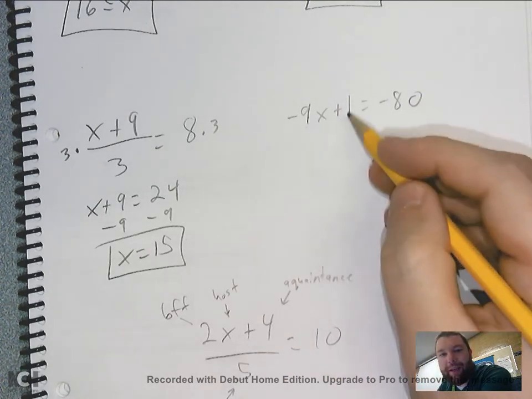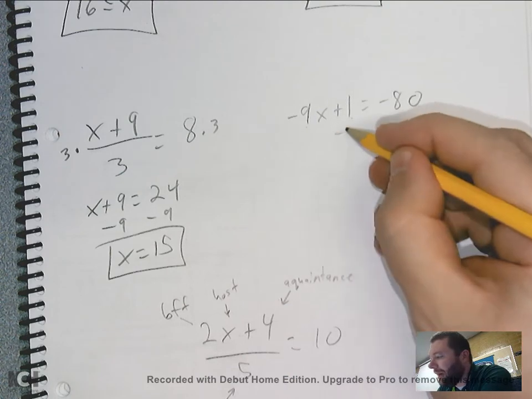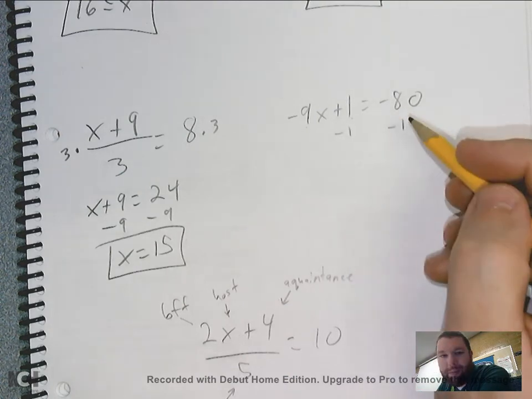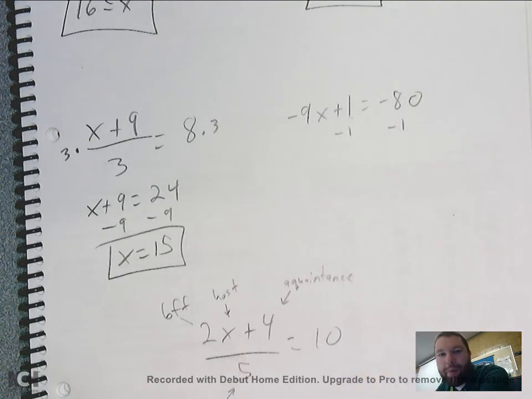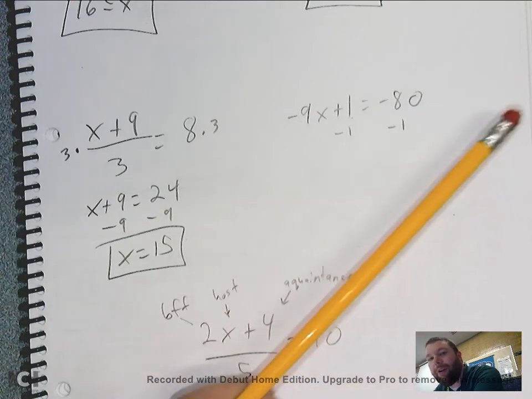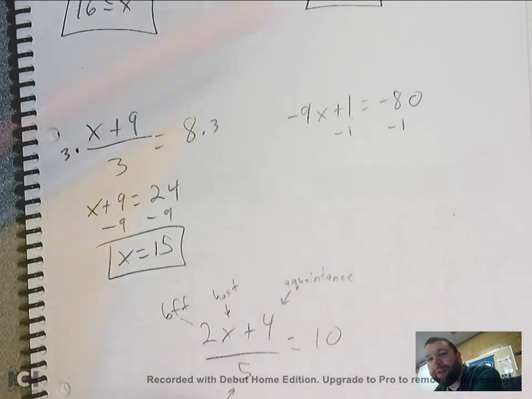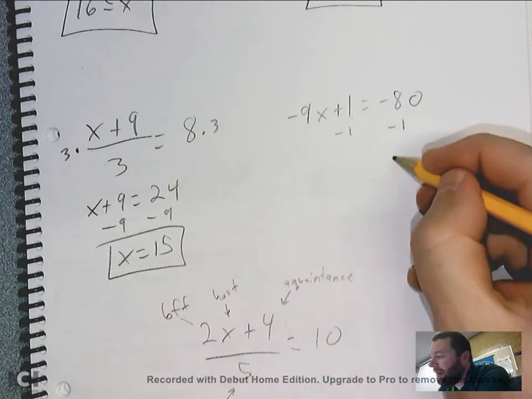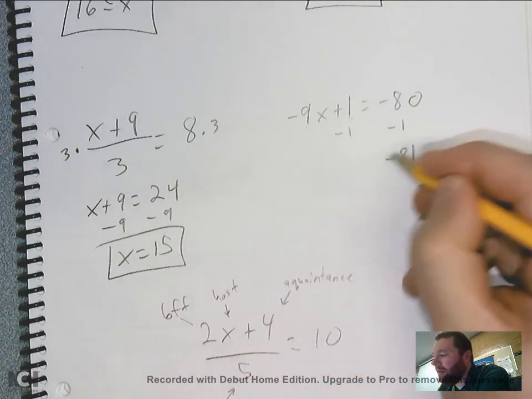This guy's adding, so to get rid of that acquaintance, I would subtract 1. Now, when you subtract from a negative number, remember you're going more in the negative direction. Think about that. Are you going to get closer to 0 if you're going in the negative direction, if you're already in the negative, or are you going to get farther away from 0? You'd be getting farther away, right? So it would be negative 81.